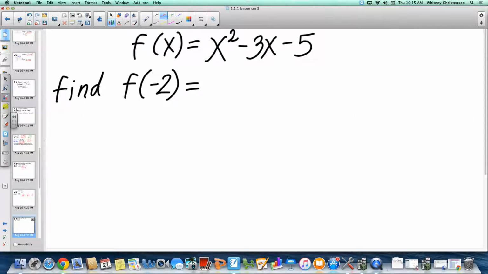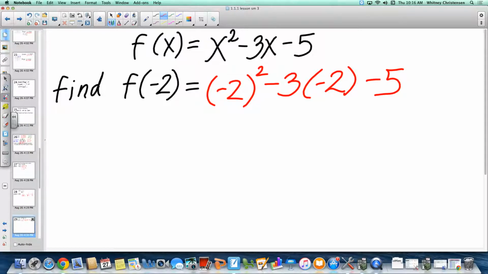What about this one? F of x is equal to x squared minus 3x minus 5. Find f of negative 2. What do you think I'm going to do? Substitute in a negative 2. So I have to make sure I'm really careful because wherever there's an x, I'm substituting in a negative 2. Notice instead of an x, there's a negative 2. So I've got to put parentheses around this part. Negative 2 squared minus 3 times negative 2 minus 5. Does everybody see how wherever there's an x, there's just now a negative 2 substituted in?